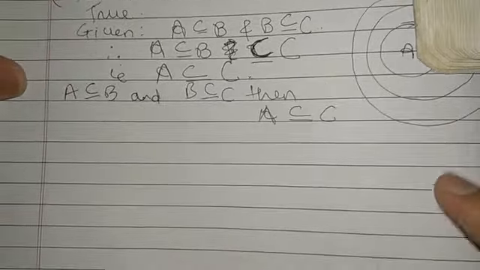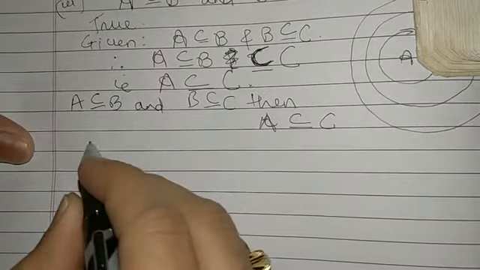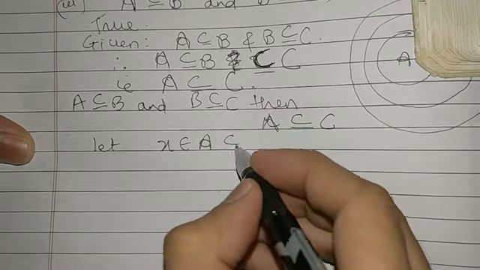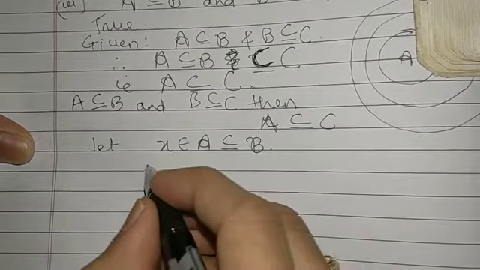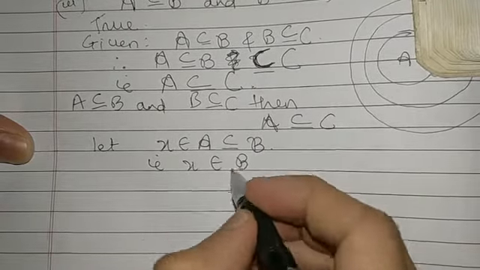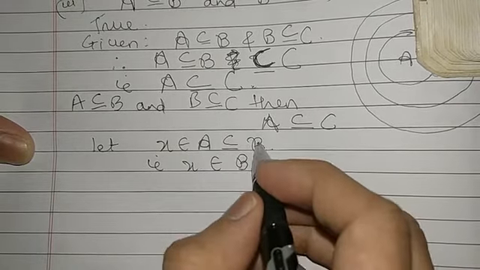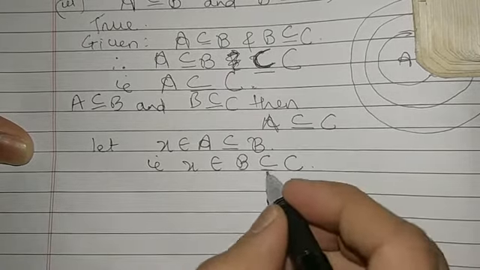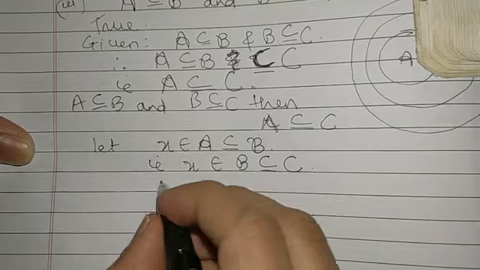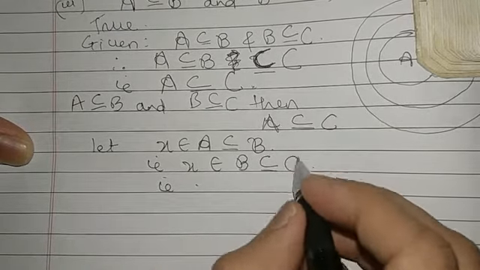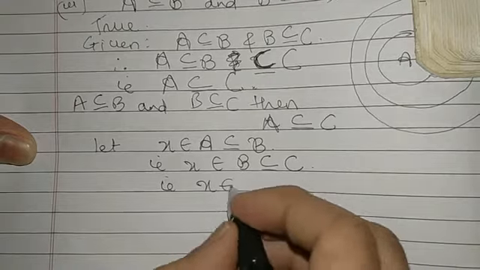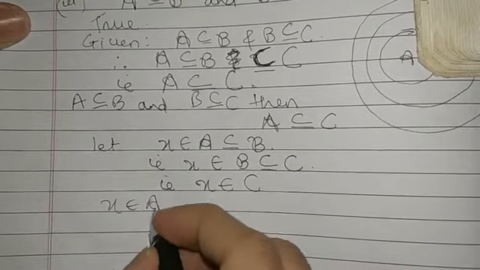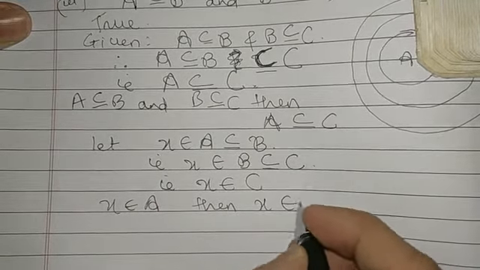We can also prove this statement by taking an element. Let x belong to A, which is a subset of B. That is, x belongs to B, because every element of A is an element of B. Now B is a subset of C, which is given to you, so every element of B is an element of C. So you will get x belongs to C. So you got: x belongs to A, then x belongs to C.